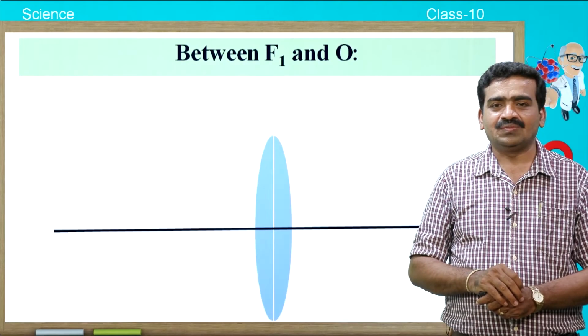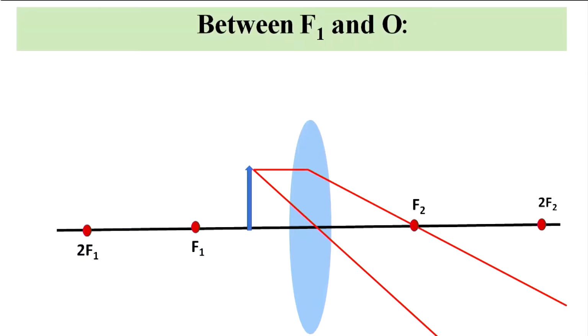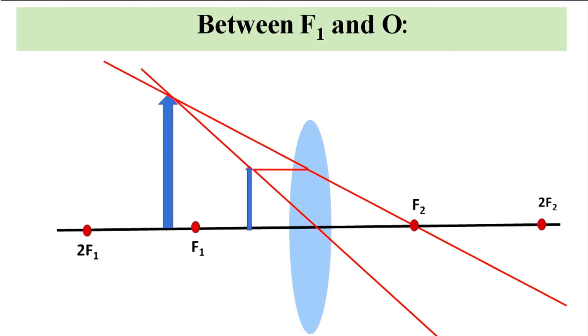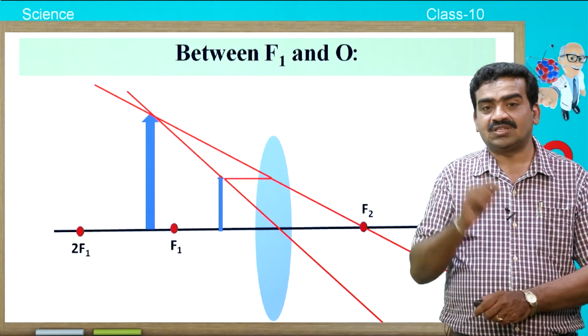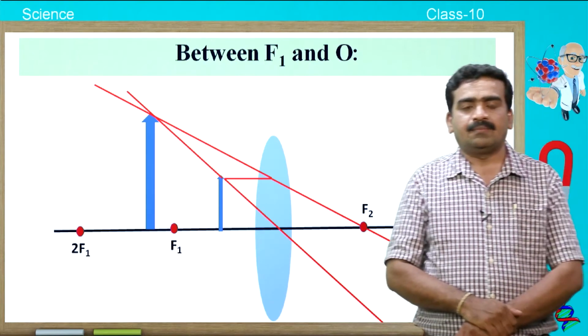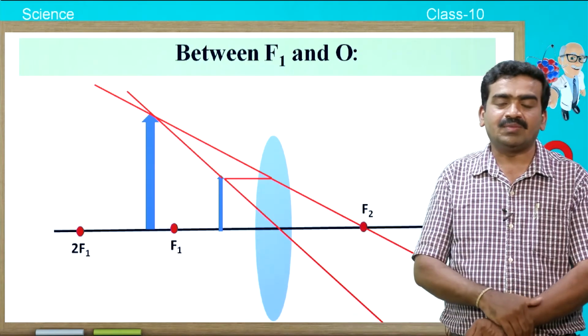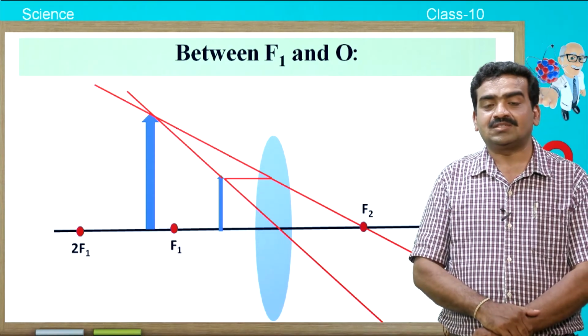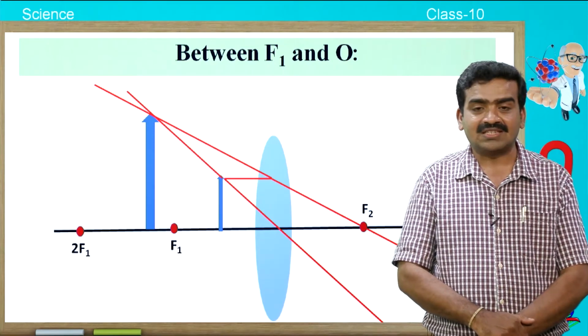I am showing you the animation again. Practice all these ray diagrams, as they are very important for the examination also. While drawing the ray diagram, just recall the nature, size as well as the position of the image. My dear students, you have learnt how the image is formed when the object is placed at different distances in front of the convex lens.